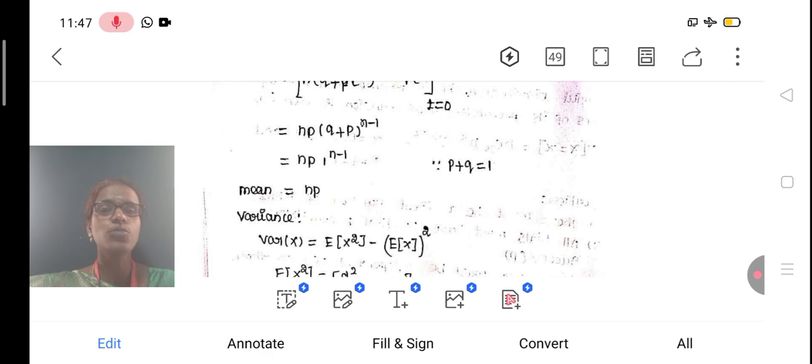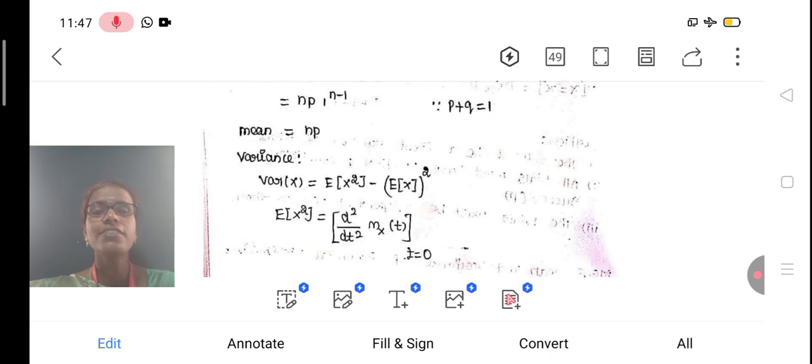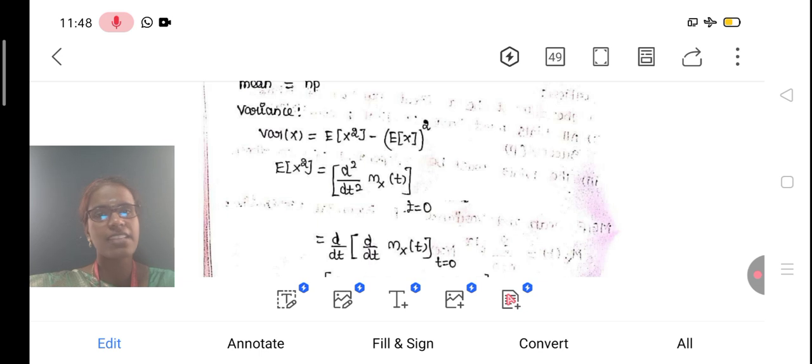The next thing is we need to find the variance. Now tell me the formula. Yes, variance of x is E of x square minus (E of x) the whole square. Already we have done E of x. Now we are going to find E of x square. So the formula is d square by dt square of Mx of t, replace t as 0. Now we need to find the second derivative.